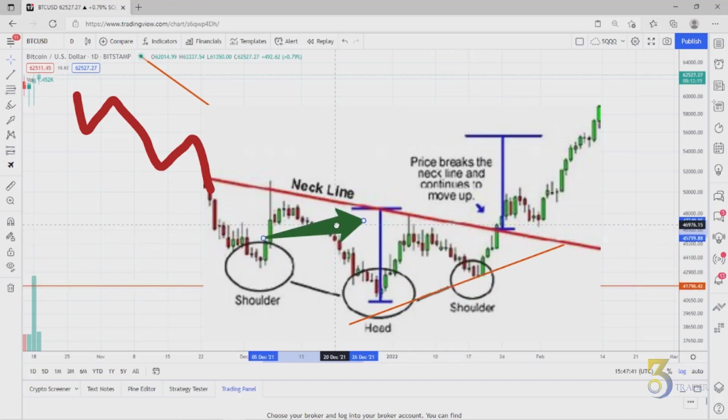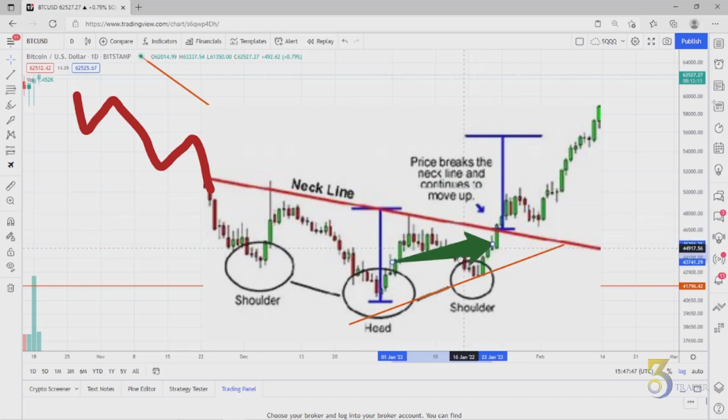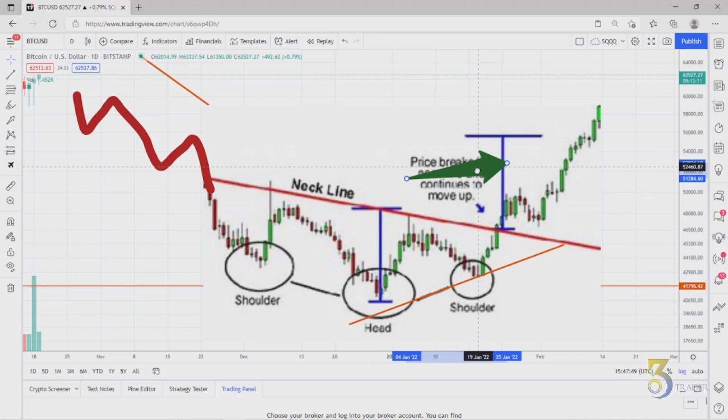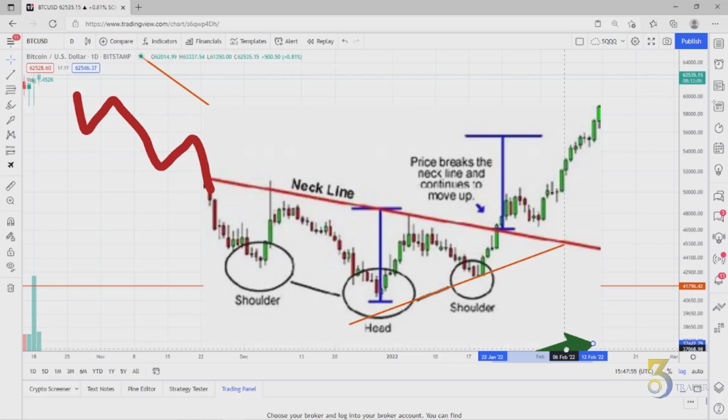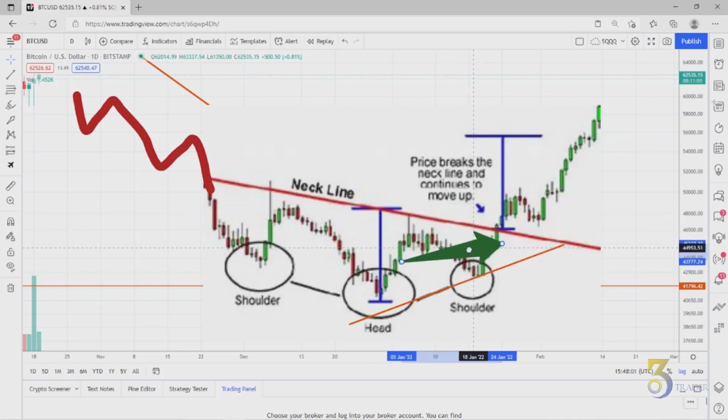In order for the head and shoulders or the inverted head and shoulders to be valid, it must confirm by having a neckline breakout. If you do not break the neckline, then it invalidates. Let's say price comes back here and tests this, and then it comes this way. It is invalidated.